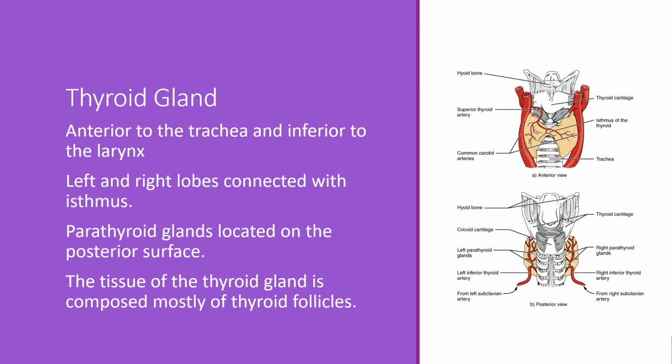If we were to take the thyroid gland off and look on the back side of it, we would see that there are typically 4 patches of tissue, one in each quadrant, called the parathyroid glands. All right, those are on the posterior surface. The tissue of the thyroid gland is composed mostly of something called thyroid follicles, which are like hollow spheres.